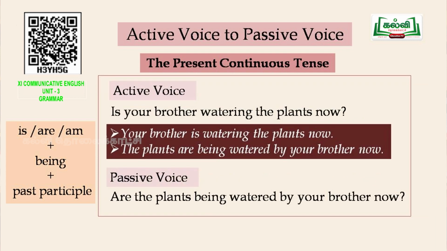Then the third sentence, as I told you, is an interrogative one. Is your brother watering the plants now? So please convert it into a statement. Your brother is watering the plants now. Your brother is watering what? The plants. So the subject is the plants, plural. The plants are being watered by your brother now.